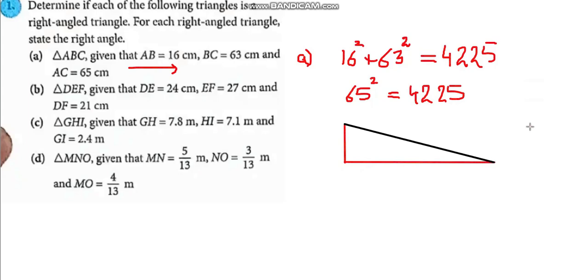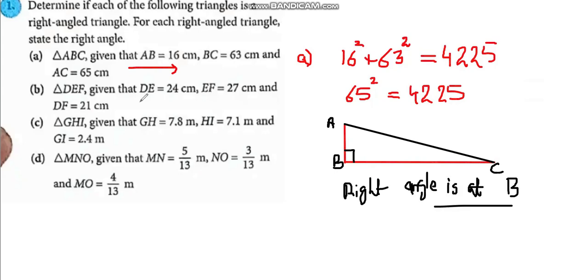So it means the right angle is being made over here. This was the side AB and this was BC, so we can say that the right angle is being made at B. So the right angle is at B. Similarly, you can easily calculate the other parts and decide whether these triangles are right angle triangles or not. Let's proceed to the next question.